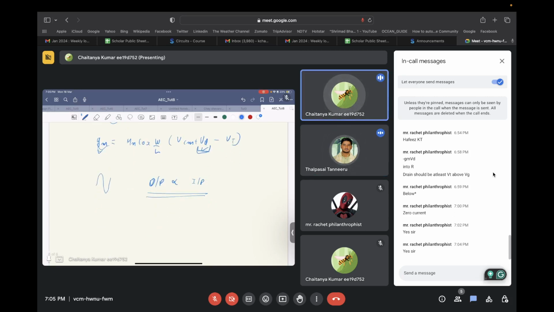Let's try to look at another circuit. Let's say this is R2, this is R1, and you have the input over here. In this case there is VCM plus VD. What will be the voltage over here roughly?